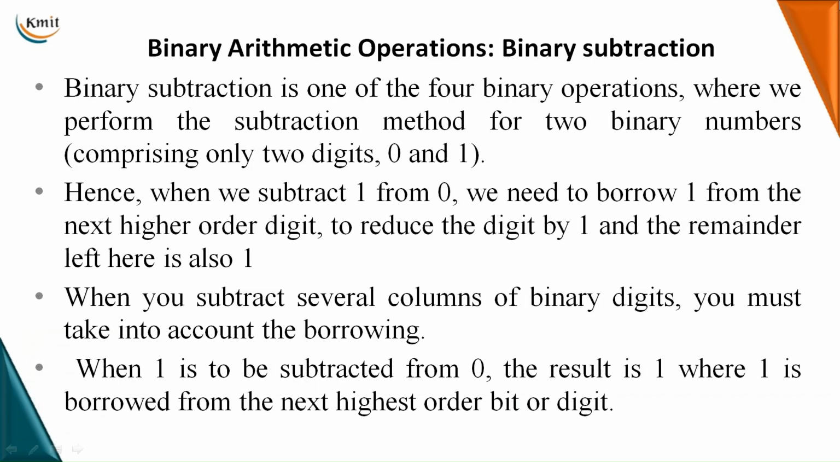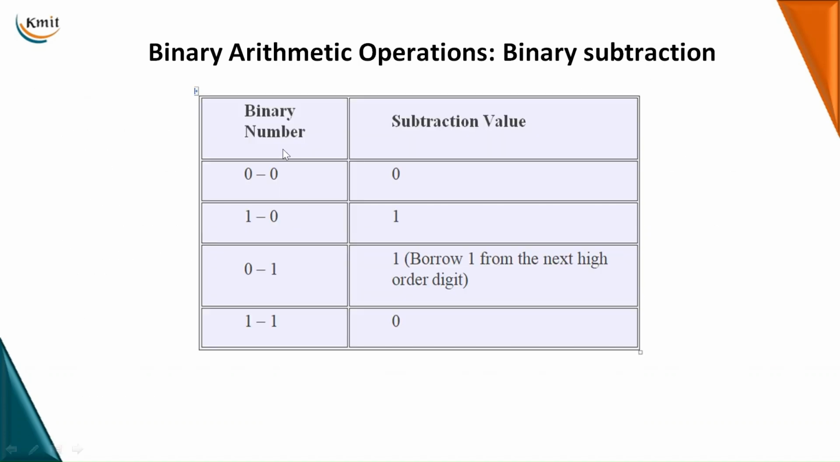Next is binary subtraction. Binary subtraction is one of the four binary operations where we perform subtraction on two binary numbers, comparing only two digits, 0 and 1. If you subtract 0 minus 0, the result is 0. If you subtract 1 minus 0, the result will be 1. If you subtract 1 minus 1, the result is 0.